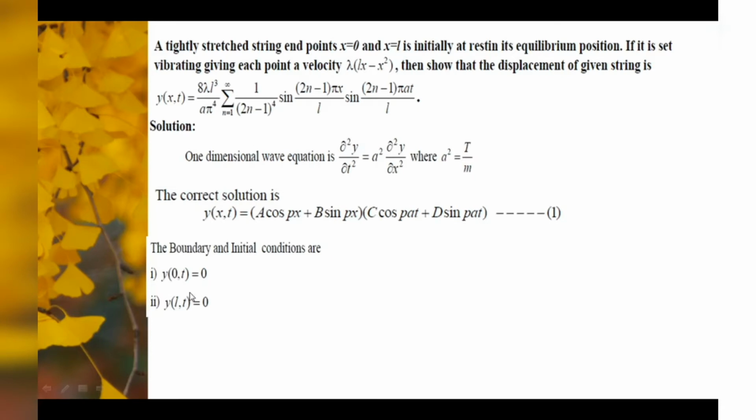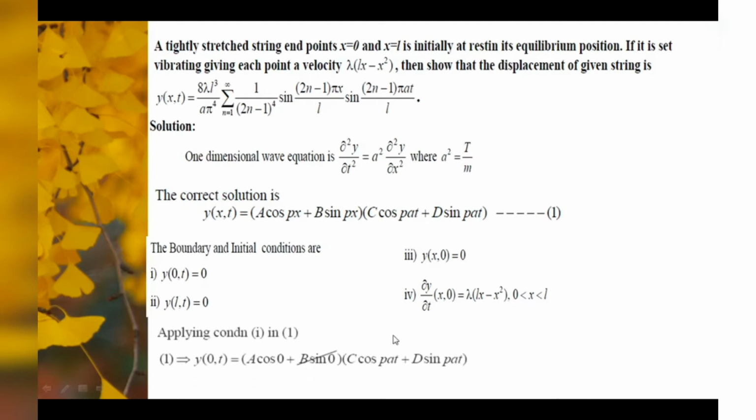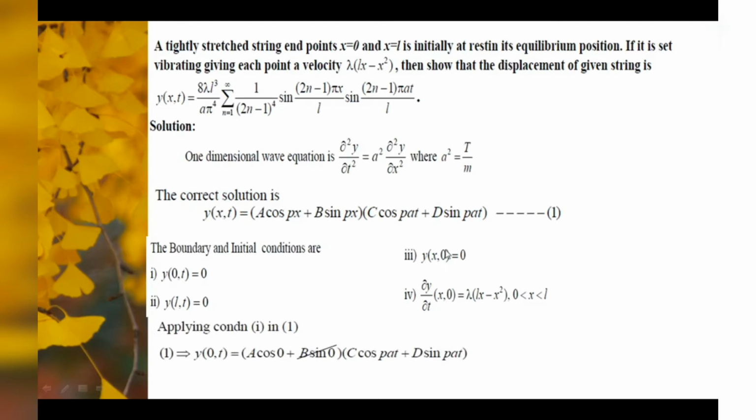Now, the boundary conditions are y of 0 comma t equal to 0 and y of L comma t equal to 0. That is, the two ends are tightly stretched at x equal to 0 and x equal to L. So at x equal to 0, no displacement; at x equal to L, no displacement. And also it is released from rest in its position, initially at rest is given, so that means the displacement is also 0. The velocity is given here. So now let us apply the conditions one by one. These two are the initial conditions and these two are the boundary conditions.